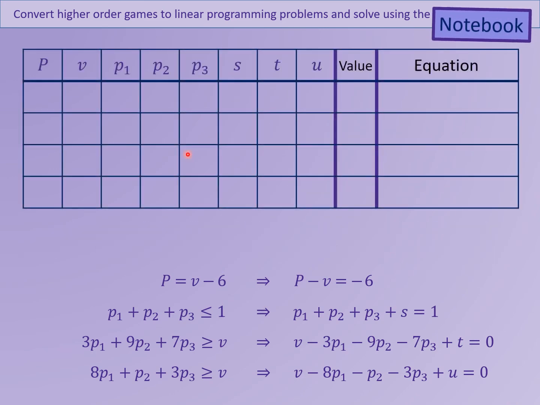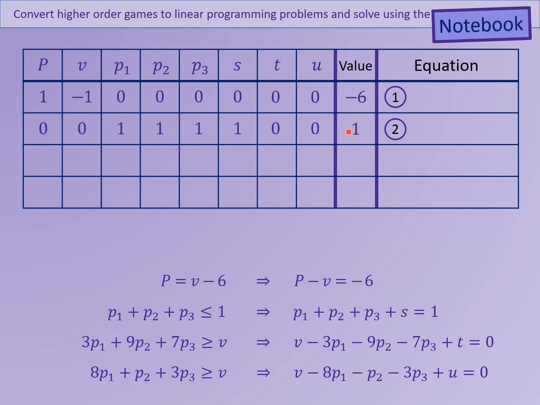Okay, so now I've got these set up, let's put these into our table. So into our table, we can put on our top line the profit function. That always goes in the top line. So looking at this, I can see that I've got 1p, minus 1 for v, and minus 6 for my value, and I'll call that equation 1. This one, I've got 0, 0, 1, 1, 1, 1s equals 1. That's my equation 2. As long as you've got your profit line on the top, it doesn't really matter which order you put these three.